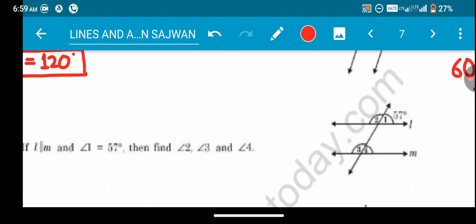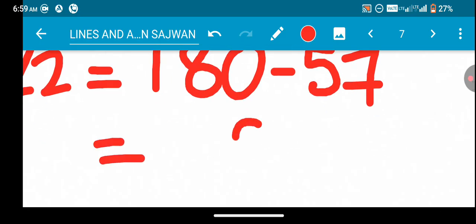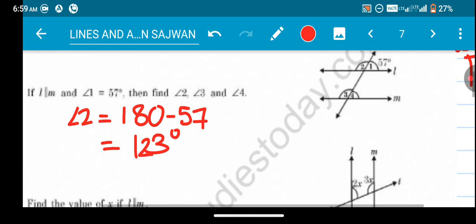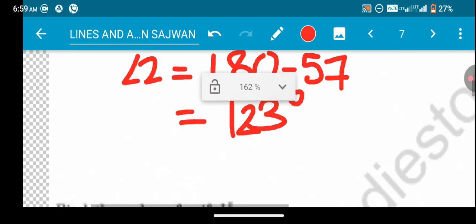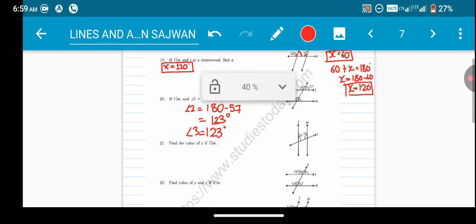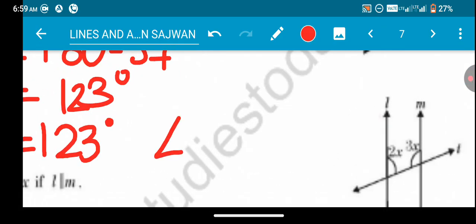Angle 1 is 57. Angle 2 will be equal to, linear pair is there, 180 minus 57, 123 degree. Angle 3 will be equal to angle 2. Angle 3 will also be 123 degrees. And angle 1 will be equal to angle 4. It means angle 4 will be equal to 57 degree. We have covered this.